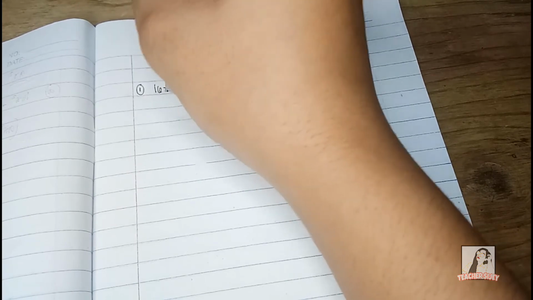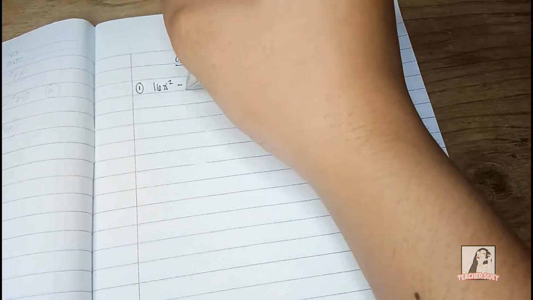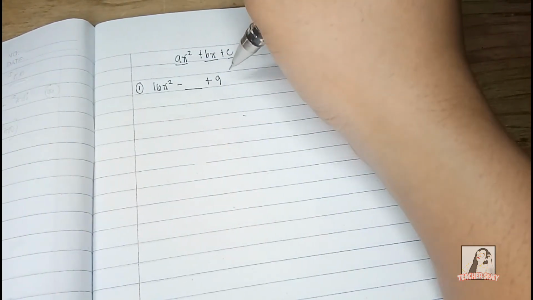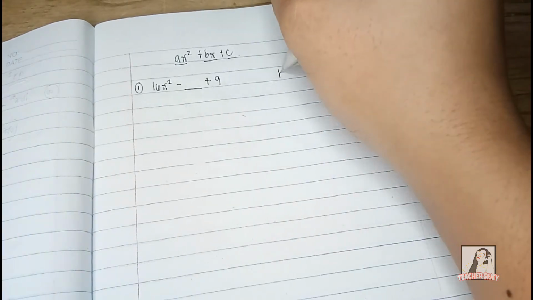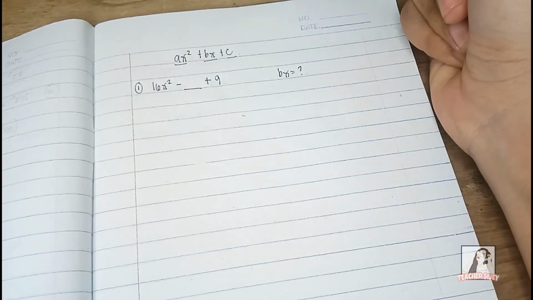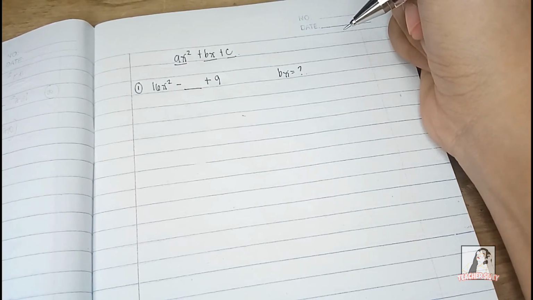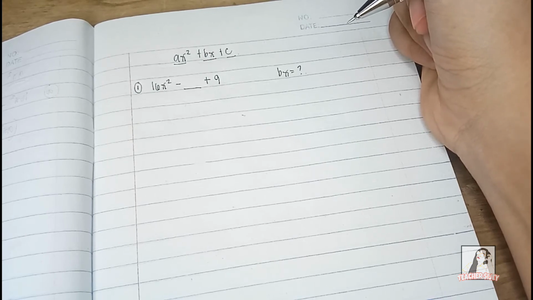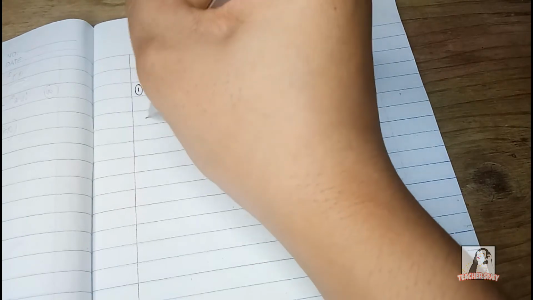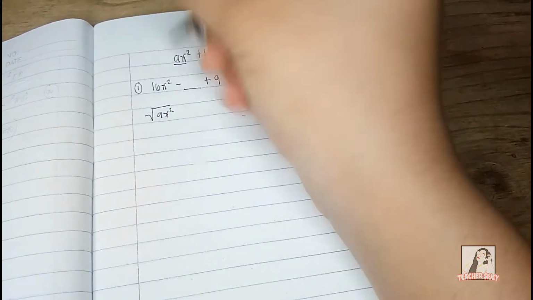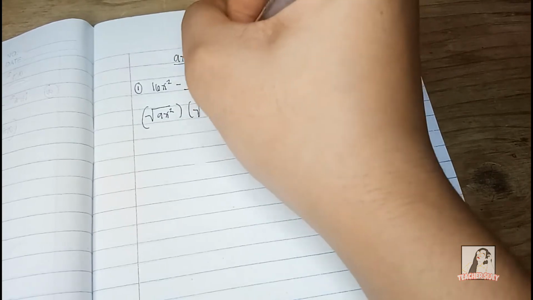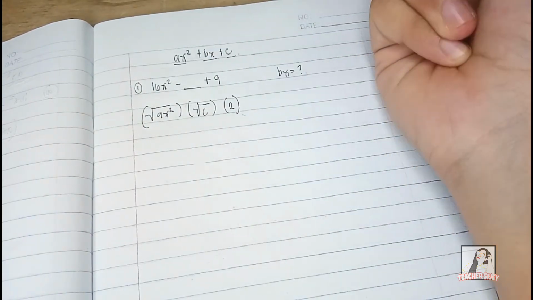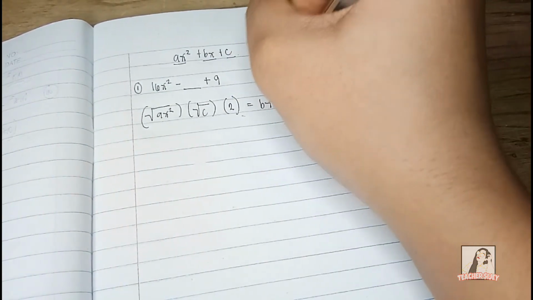I have here 16x squared minus blank plus 9. So here in our problem, the middle term is missing. To solve for the middle term, we get the square root of the first term and the last term, then multiply their product by 2. That's how we solve for bx.